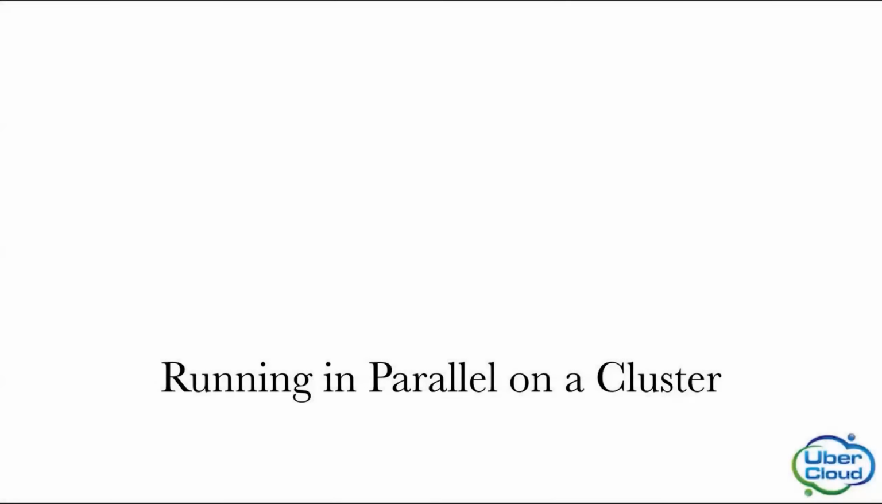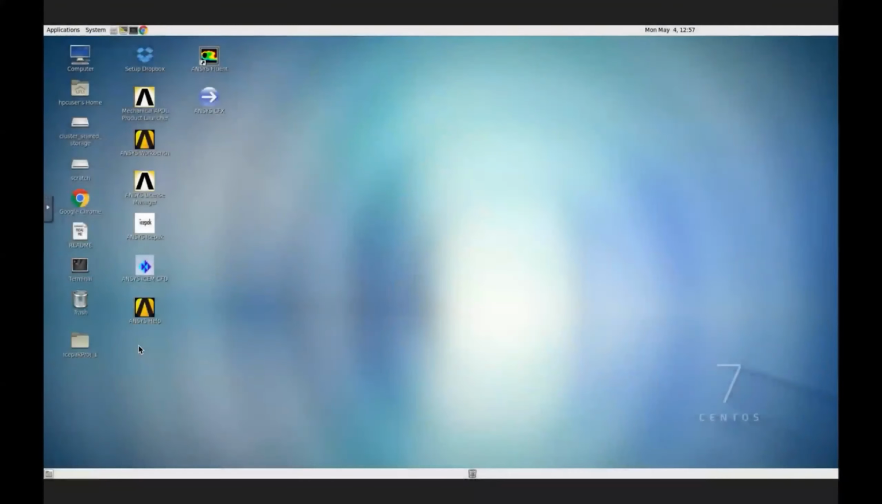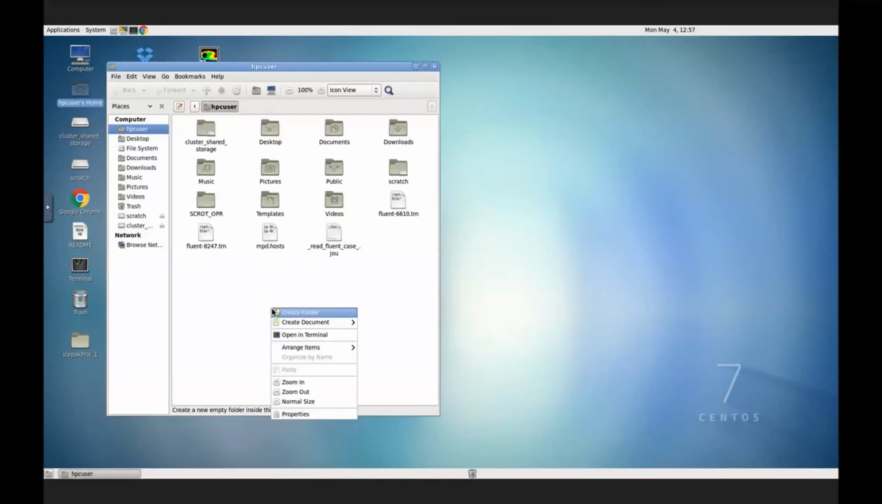Now it's time to look at how we can run IcePack in parallel on a cluster. So the first step is to prepare the host file that tells ANSYS on what computers to run the simulation. To do this, go to HPC user's home, create a new text file and name it hosts.txt.